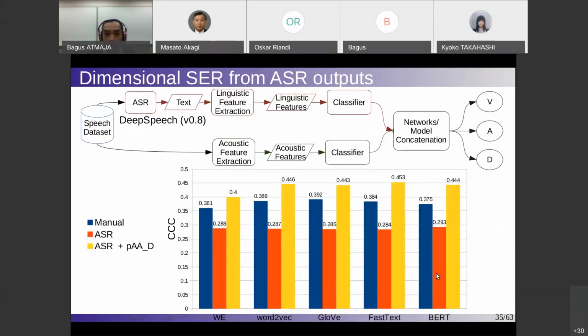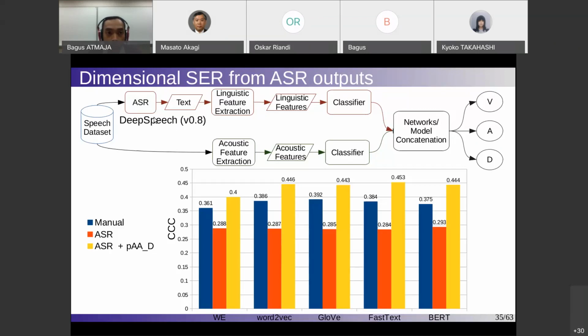And next, we move to the evaluation of the difference between manual and automatic transcription. In the previous result, we saw the result from manual transcription. It means the linguistic information is obtained directly from the text transcription given by the authors of the dataset. And in this result, we present results in which the linguistic information is obtained using automatic transcription.